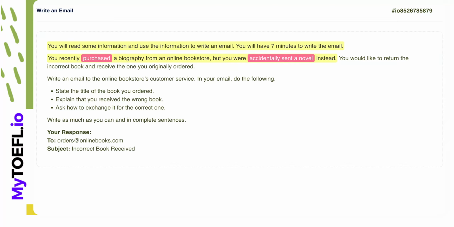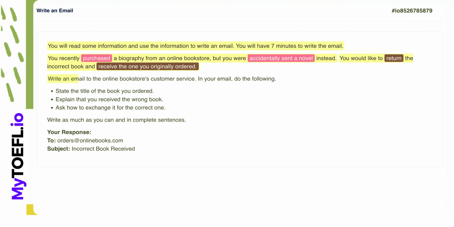You would like to return the incorrect book and receive the one you originally ordered. This sentence clearly states your goal. You have two objectives. First, to return the incorrect book, and second, to receive the one you originally ordered. Your email must address both of these points to be successful. You're not just complaining, you are actively seeking a solution.